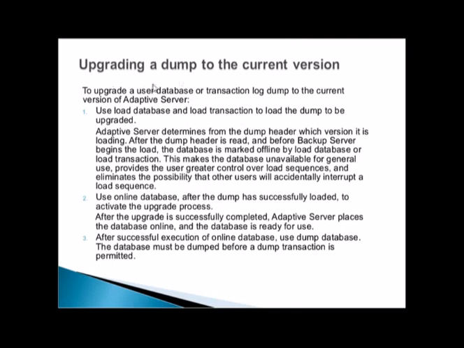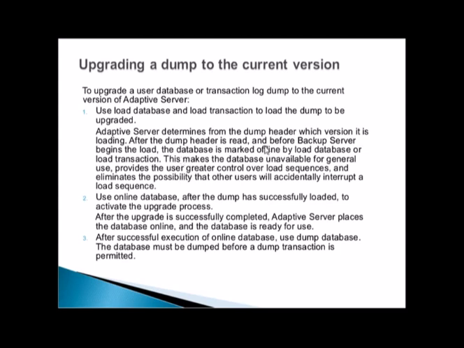So to upgrade a user database or transaction log dump to the current version of Adaptive Server, what is the sequence? The sequence is to use load database and load transaction to load the dump to the upgraded Sybase Adaptive Server Enterprise. Adaptive Server will determine from the dump header which version it is loading, because when you dump, it stores the version information and all the details. Like I'm sure you might have seen the MySQL dump also, SQL Server dump also. The first few lines talk about the version used at the time of dump.